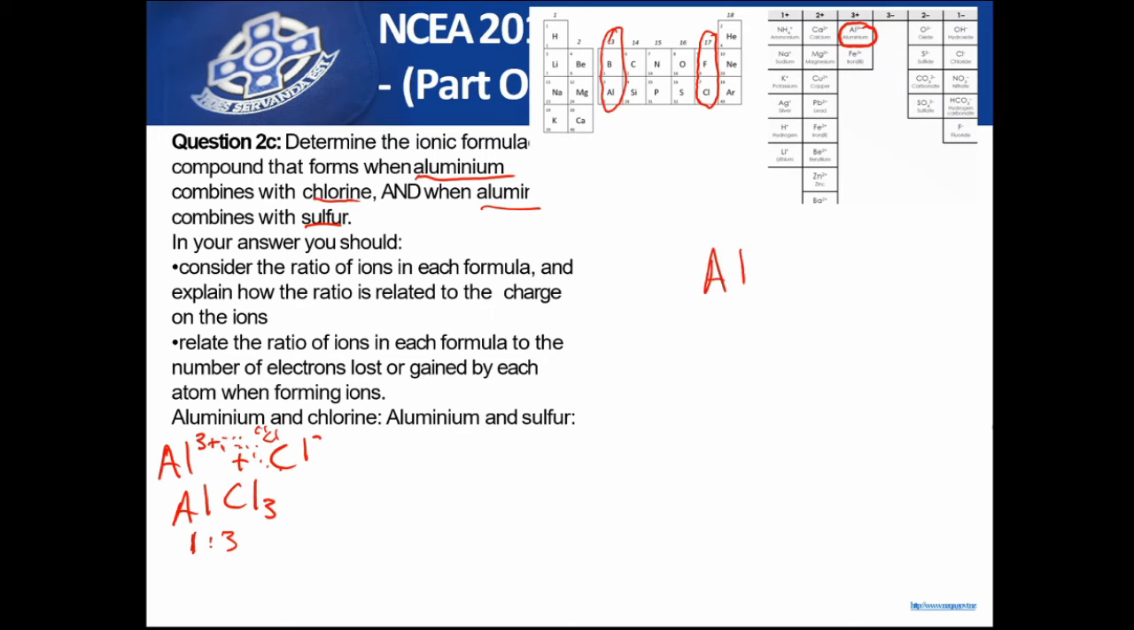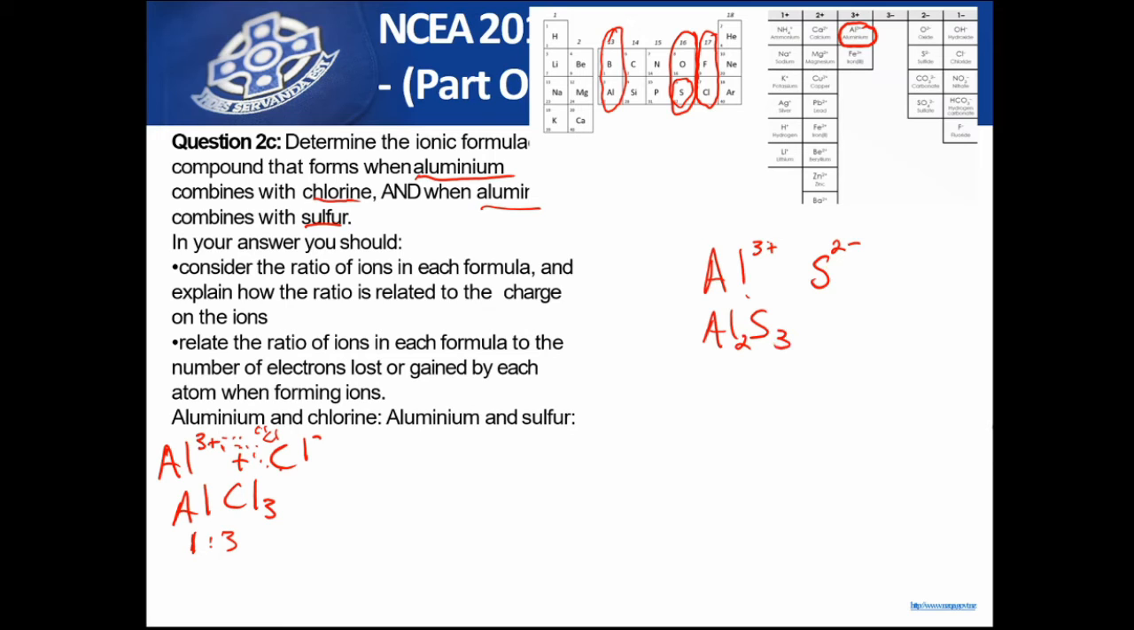So again, aluminium, we know that's 3 plus, and sulfur, where is sulfur? There it is. So it is in group 16. That means it's got 6 electrons in its outer shell, and with 6 electrons in the outer shell, we want 2. So sulfur is going to be 2 minus. How do you get them to talk to each other? A 3 and a 2. Again, if you want a 2, you can swap and drop. So aluminium 2, sulfur 3.